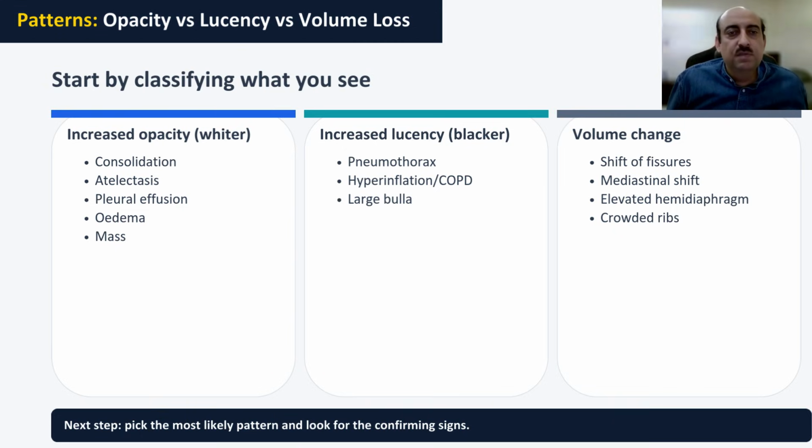And the final part of this video will be a quick look at some of the patterns after going through the routine. In the patterns, we will look at increased opacity, which means the whiter shadows, like consolidation, atelectasis, effusion, or pulmonary edema. In terms of increased lucency, which means blacker shadowing, like pneumothorax, hyperinflation, COPD, etc. And also volume loss, or change in volume. So we'll just quickly review them.